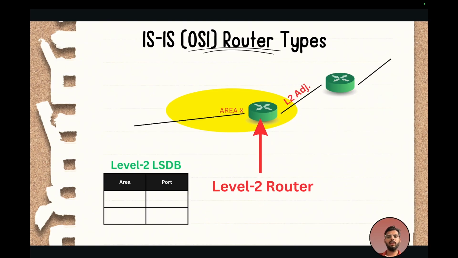Then we have the level 2 router, which is over here. You can see this arrow, that is the level 2 router. It is the only router in the particular area, or you can also say that all of the interfaces of this router are connected to routers in a different area. That is the level 2 router, and it will only have a level 2 LSDB, which is the mapping of area with the port number.